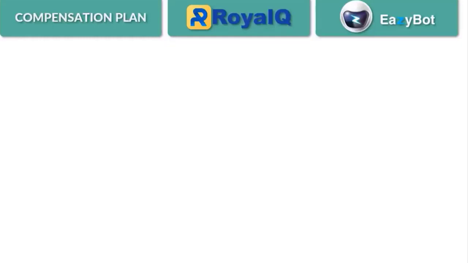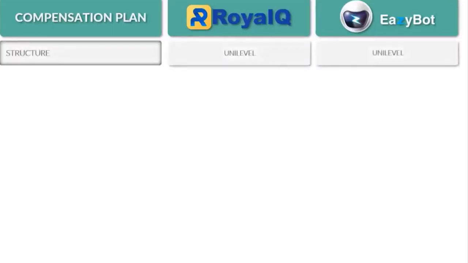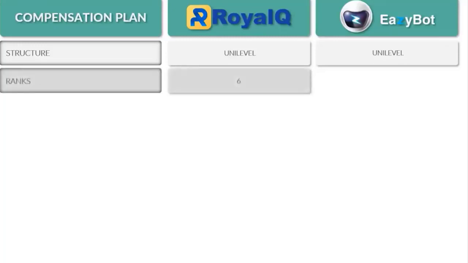First of all, the structure of both Royalq and Easybot is a uni-level compensation plan. That means your personal referrals are all on your first level, laterally from left to right, depending on the time that they joined. There's no spillover here. It's not a binary. You can't get spillover from above, anything like that. In terms of ranks, Royalq has 6 ranks with specific requirements to reach those ranks. Easybot has 11 different ranks.